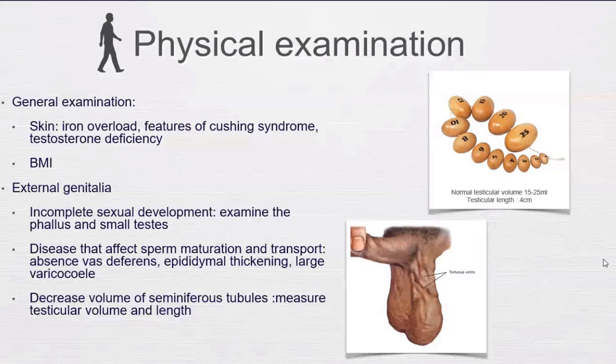For external genitalia, you must examine the scrotum, the penis, the size of the testis, and also the epididymis. When we are suspecting varicocele, you can ask the patient to do a Valsalva maneuver if the varicocele is not really apparent. When we examine the testicular volume, what we can use is what we call an orchidometer, comparing the testicular size to the orchidometer. The normal testicular volume ranges from 15 to 25 mL, with a normal testicular length of about 4 to 5 centimeters.